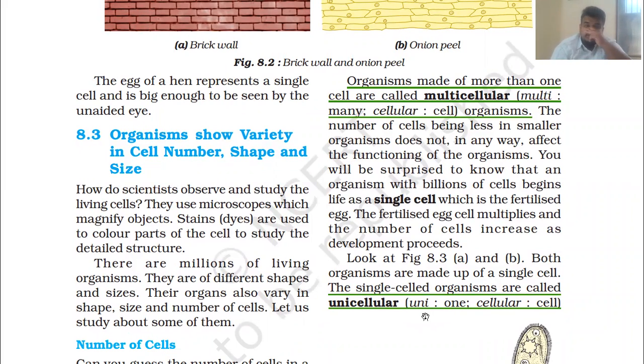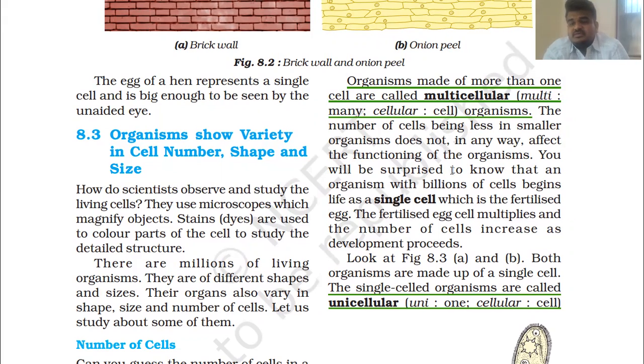Okay, simply we can say organisms which are made of only one cell is simply called a unicellular organism. Let's see the number of cells being less in smaller organisms, which is not affecting the functioning of the organisms. We can simply say that a living organism having one cell will also carry out all the functioning of the organism, and the same for multicellular organisms also.